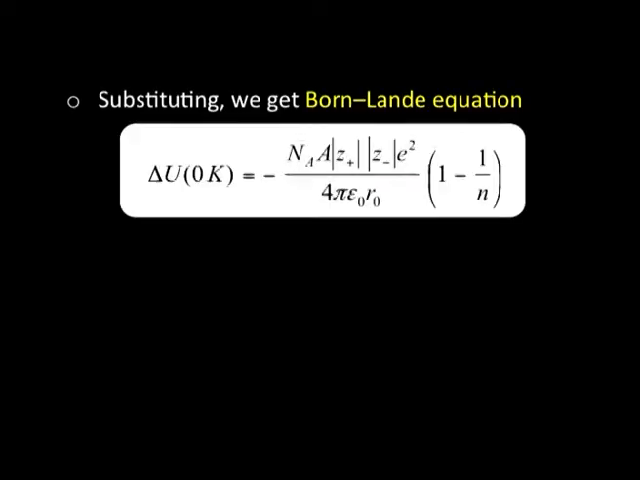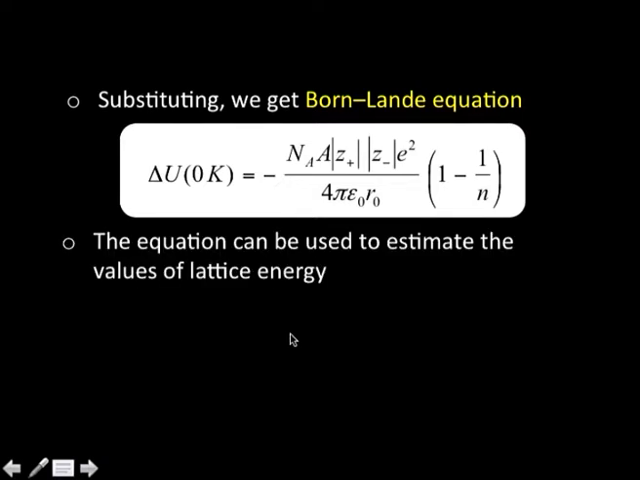Okay. So, what have we got? What we have got is the following expression. This is the very famous Born-Landé equation. Basically, this gives you a theoretical expression for the lattice energy for an ionic solid at 0 K, and we understand the meaning of all these terms by now, and this n happens to be the Born exponent here. If you analyze this, what you see is this expression can be used to estimate the value of lattice energy for the crystalline lattice we are talking about here.